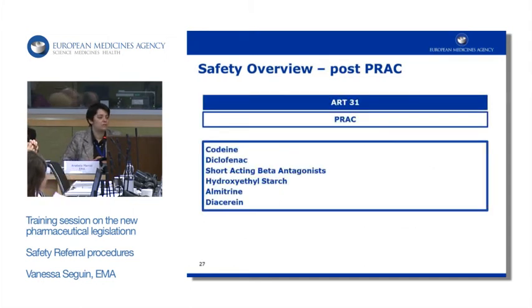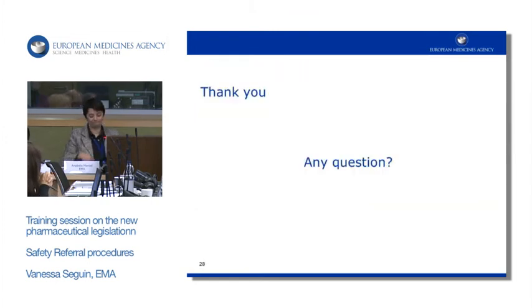And this is just to give you an overview. Since the PRAC started in July, we have started this number of referrals. The last four you probably have not heard about because they will be published tomorrow. It's the one starting this month. All of them for the time being are Article 31s, meaning no urgency involved. The majority of them are traditionally benefit-risk, like almitrine and diacerein, and then we had more safety-related ones, codeine and diclofenac, but this is the overview for the time being of what we have received at PRAC. Thank you very much.